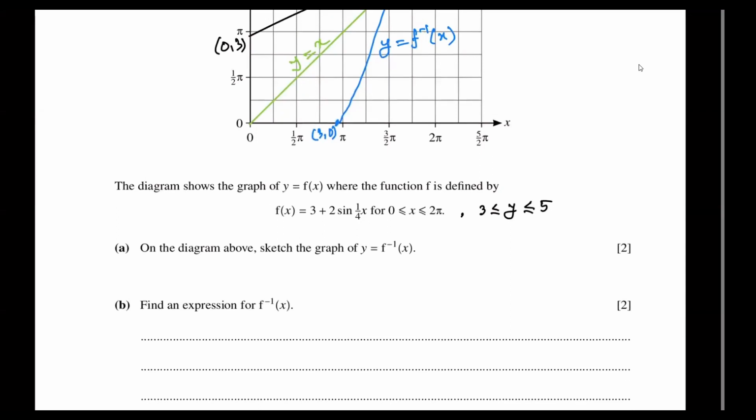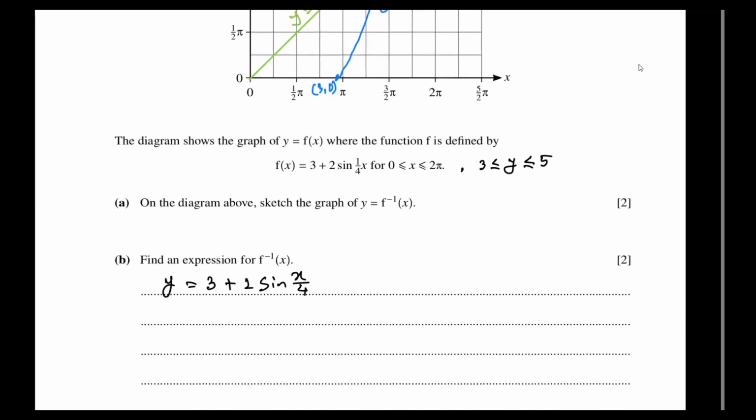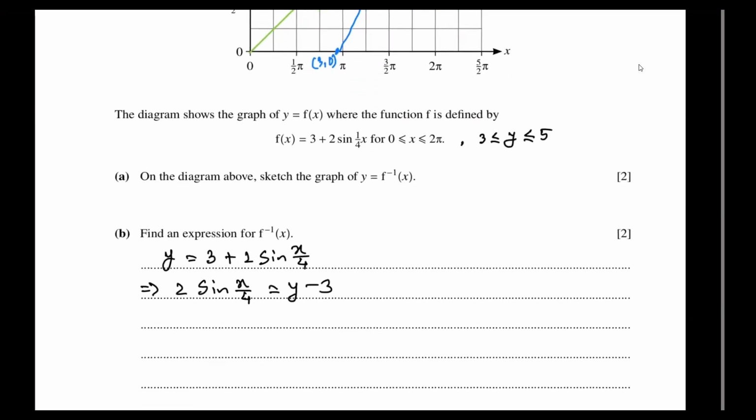Okay, for y equal to f inverse x, to find the expression, what we do is simply make x the subject from y equal to f(x). So y equal to 3 plus 2 sine x by 4. From this one, make x the subject. To make x the subject, make 2 sine x by 4 the subject first, y minus 3.